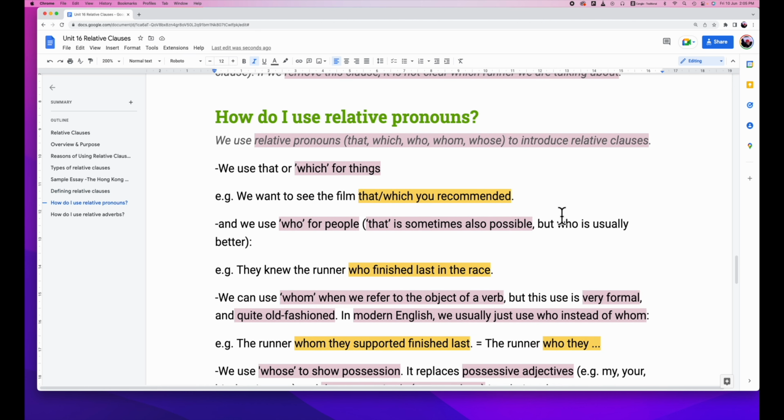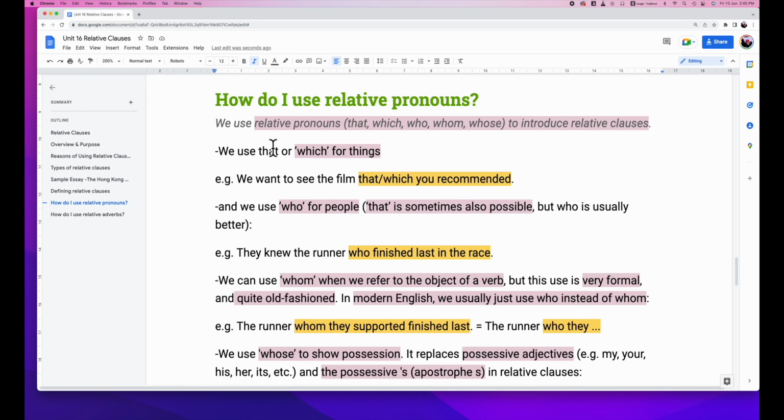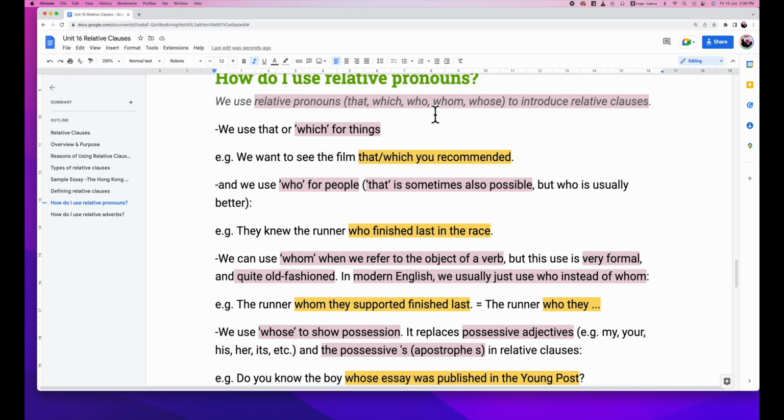Then how do we use relative pronouns? Let's take a look. How many are there? Relative pronouns such as that, which, who, whom, whose. How do we use them? We use them to introduce relative clauses. First, the words that and which are for things. Example: we want to see the film which you recommend or that you recommend.